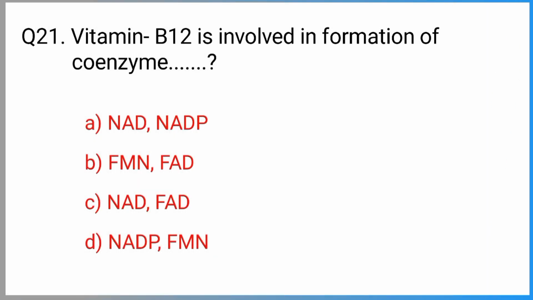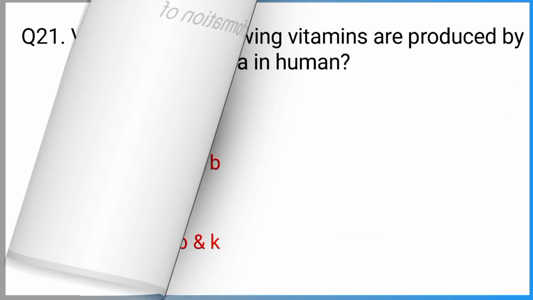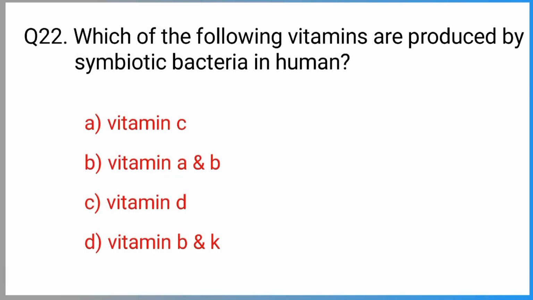Question number 21. Vitamin B12 is involved in the formation of coenzyme. The correct answer of that question is option B, FMN, FAD. Question number 22. Which of the following vitamins are produced by symbiotic bacteria in human? The correct answer is option D, vitamin B and K.